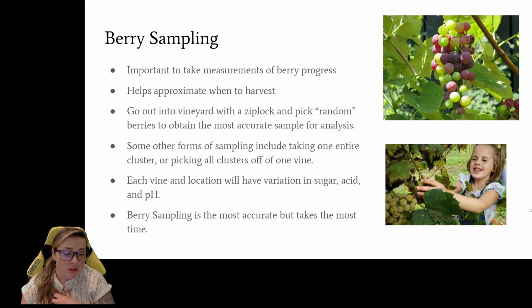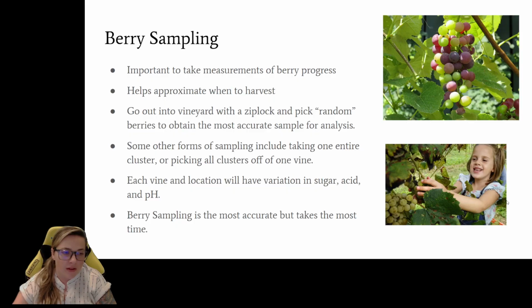Okay, so to determine it's time to pick, you should sample your berries and measure your progress, right? It's very important. This can help you develop an idea, to forecast when to pick, depending on the trend. For this, you would go into the vineyard with a Ziploc and pick random berries to obtain the most accurate samples for analysis.